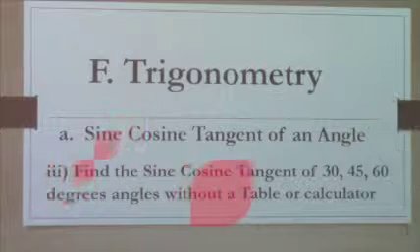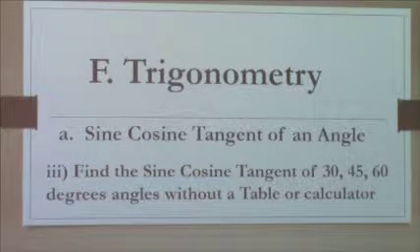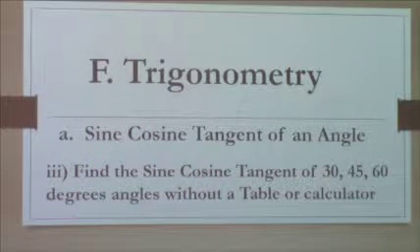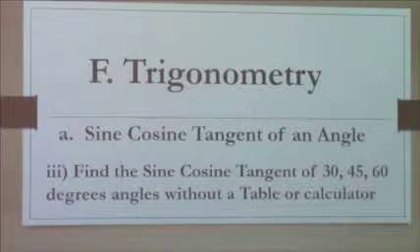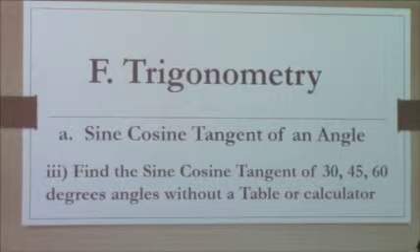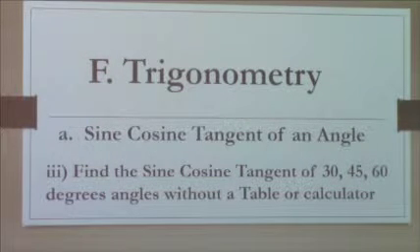Today we're going to be discussing trigonometry, and we're going to be going over finding the sine, cosine, tangent of an angle. We're going to learn how we can find the sine, cosine, tangent of 30, 45, 60 degree angles without a table or a calculator. Sometimes we say we want to find the exact values of the sine, cosine, and tangent of those angles.